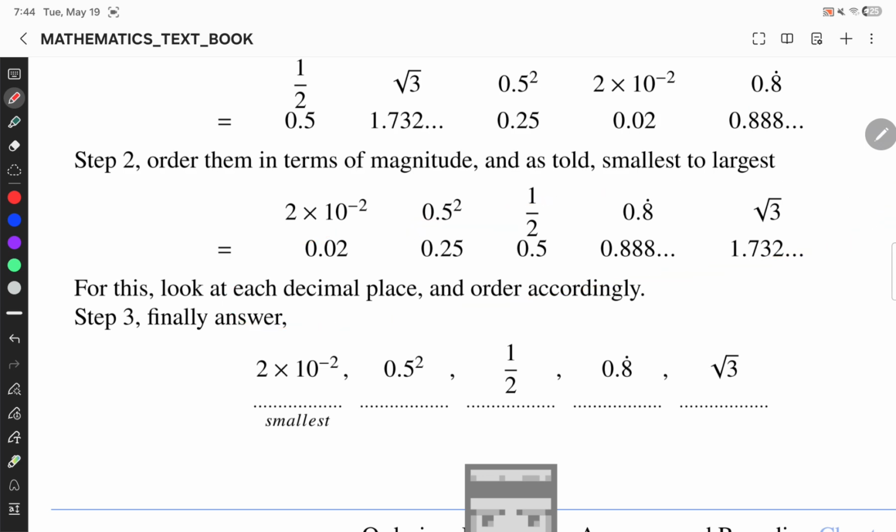Next, you are going to write the original form that the question has given you. So example, this is here, this is here. Okay, you aren't going to write their magnitudes. No, you are going to write them in the form they were given to you originally by the question.